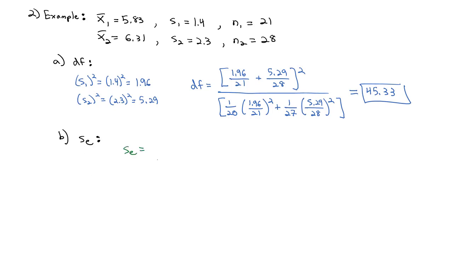For the standard error, we said it was going to be equal to the square root of the first standard deviation squared, which we just found out was 1.96, divided by the first sample size of 21, plus the second standard deviation squared, which we just found out is 5.29, divided by the second sample size, which is 28. Making sure that's all under the square root on your calculator, we end up with a standard error for this problem of 0.531.